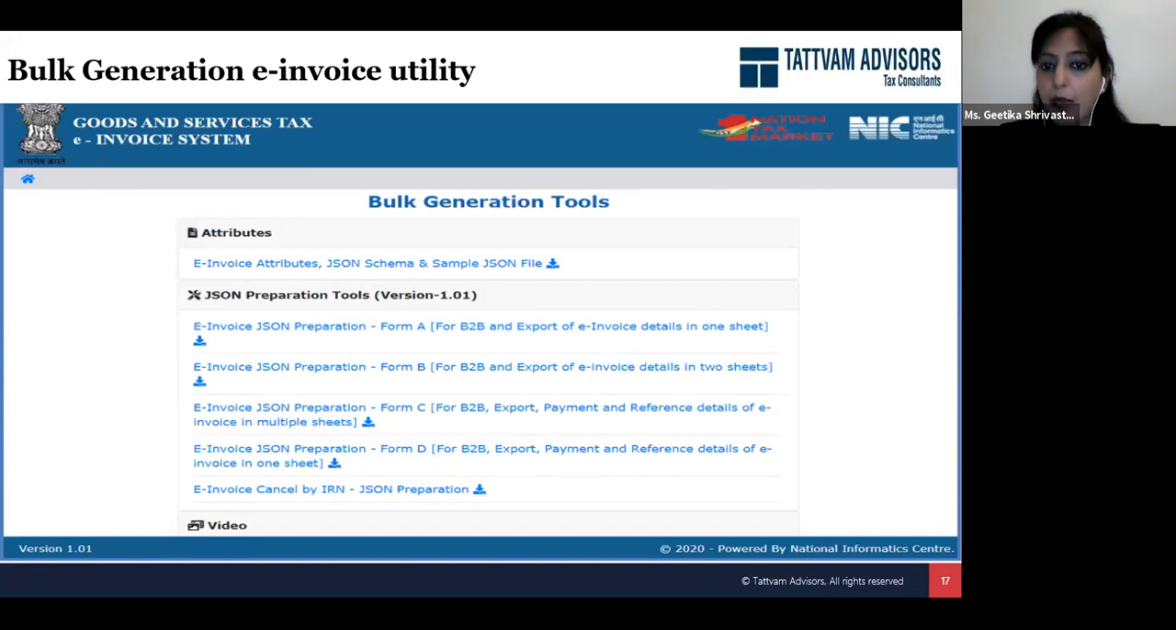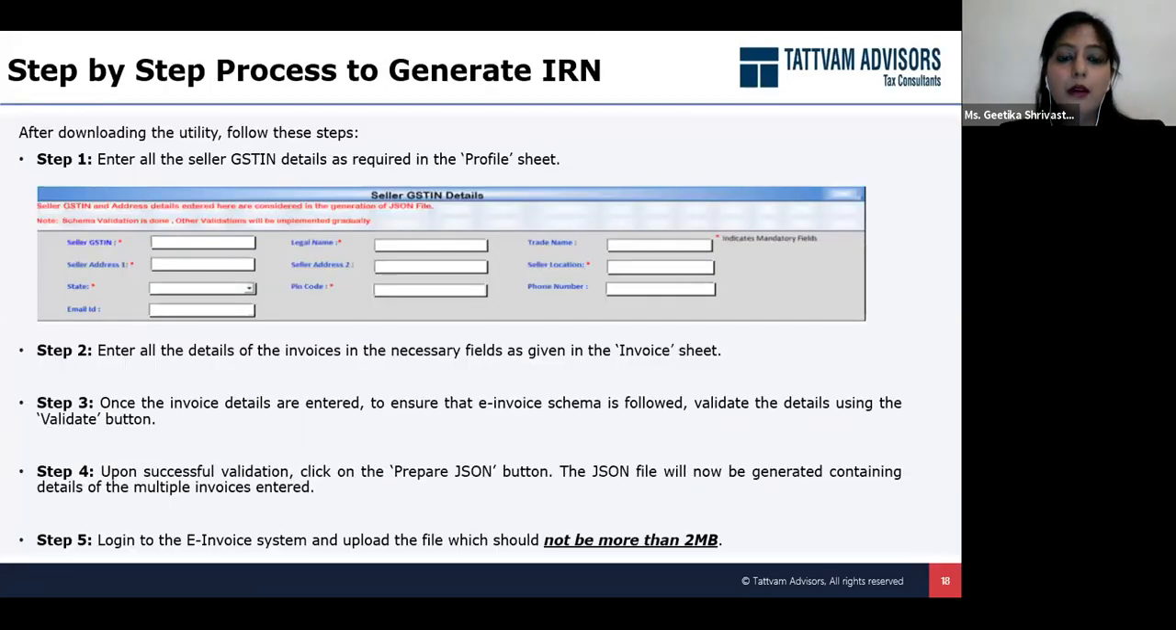There are 4 different types of forms given on the portal, which you can use for generation of e-invoicing using the bulk generation tool. Like if you want B2B and export in one sheet, or you want them separately. So these are as per your requirement, whatever details you want to fill in. Once you go on to the requirement, you give your profile details, your GSTN, your legal name and all. Then you fill in all the details.